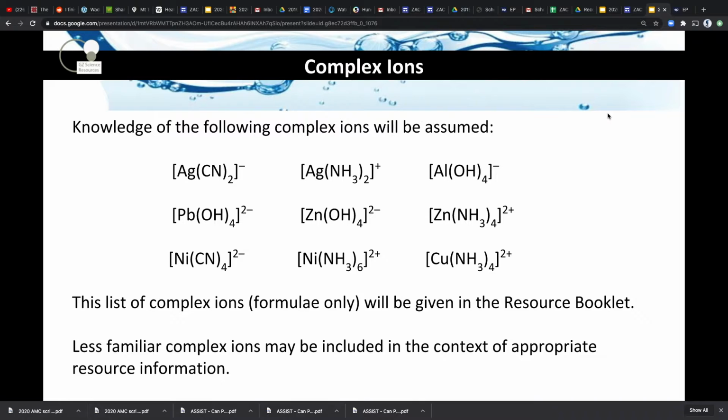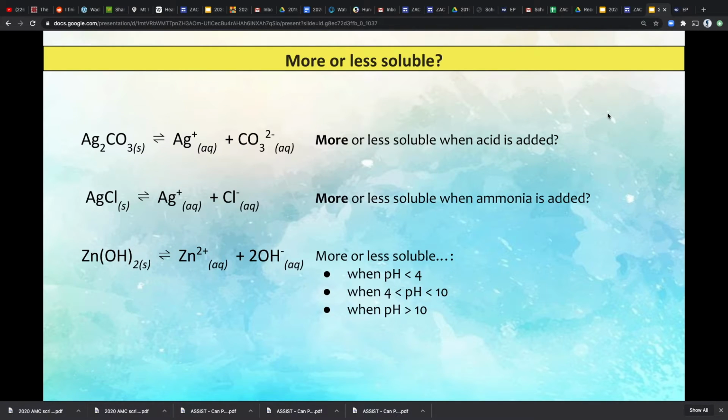Cool. Complex ions. Done. Last one. This one's kind of the interesting one.